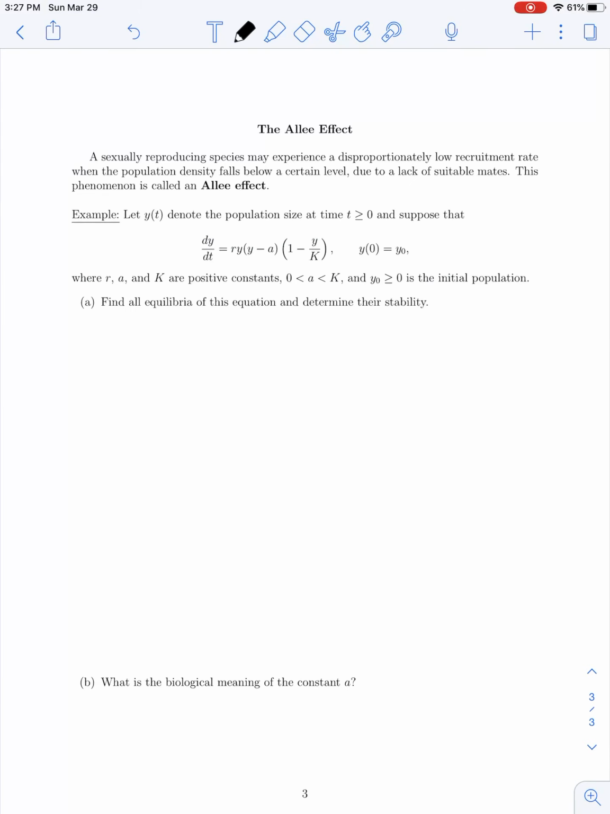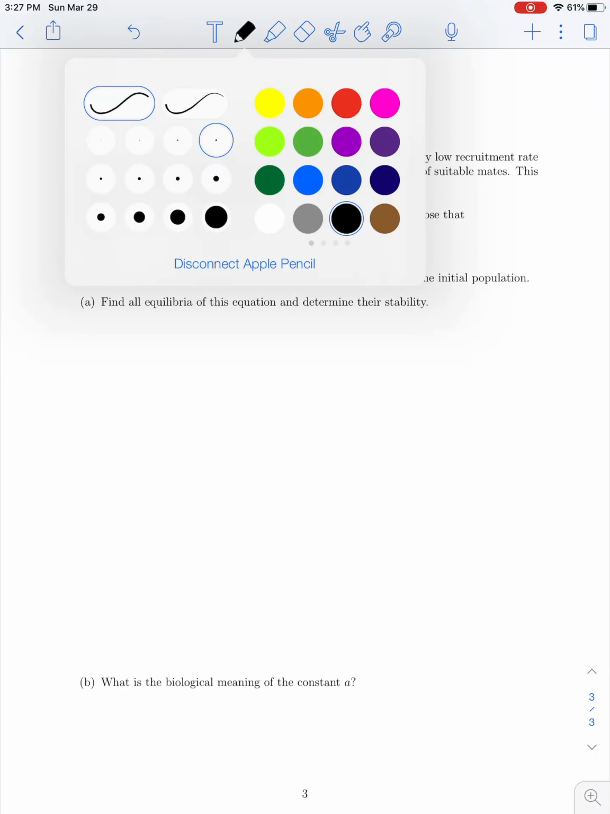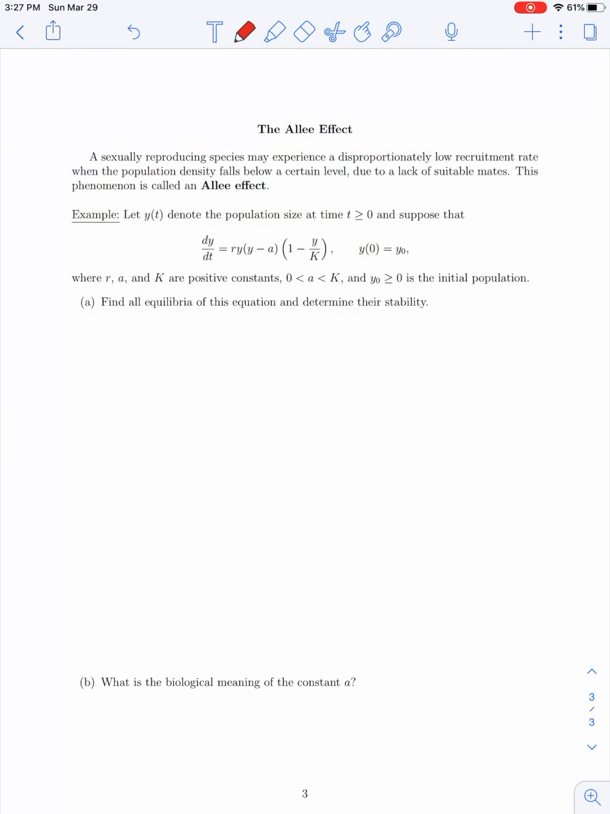So in the last part of this section, we'll talk about one other model for population growth, which is even a little more realistic than that logistic growth model. It's a model which accounts for something called the Allee effect. So let's discuss first what is the Allee effect. So here we'll define it. Any sexually reproducing species may experience a disproportionately low recruitment rate when the population density falls below a certain level due to a lack of suitable mates. And this phenomenon is what's called the Allee effect.